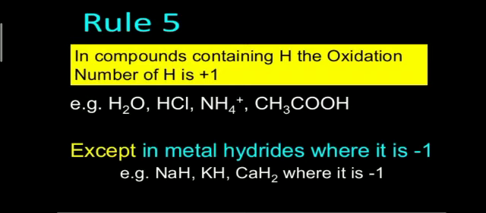For example, sodium hydride, potassium hydride, calcium hydride. It means that it is a hydride and it is reacting with the metal. So sodium will become positively charged while hydrogen will become negatively charged. When hydrogen carries a negative charge, it means that this is not simple hydrogen, this is actually the hydride ion, which carries negative charge. So the hydride ion will carry negative charge and the oxidation number of hydrogen in a metal hydride will be minus 1.